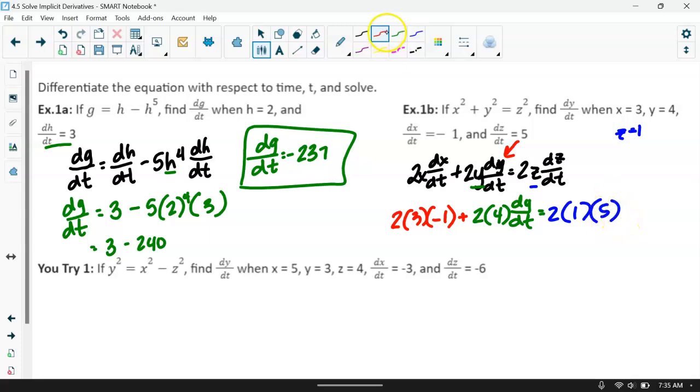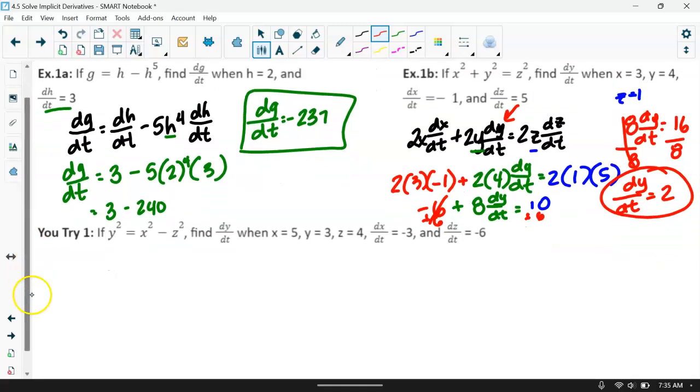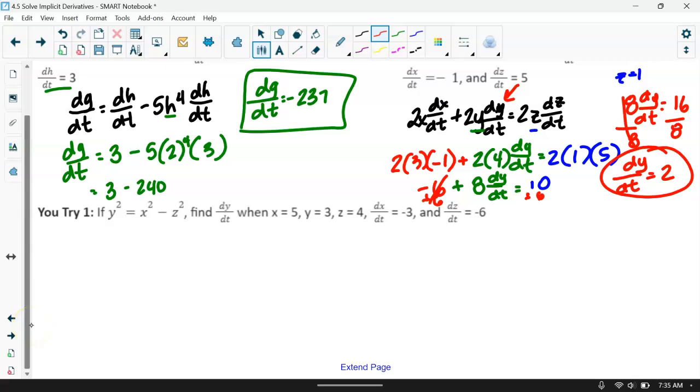So now we'll go through and simplify. Here I've got negative 6, plus 8 dy/dt is equal to 10. Now notice, we're solving for dy/dt, so we need to add 6 to both sides. So now I've got 8 dy/dt is equal to 16, and then divide by 8. So the derivative of y with respect to t is equal to 2. Go ahead and pause the video now and try this on your own.